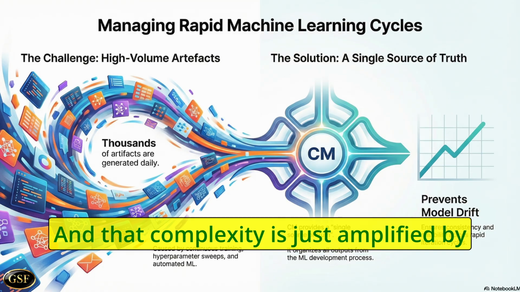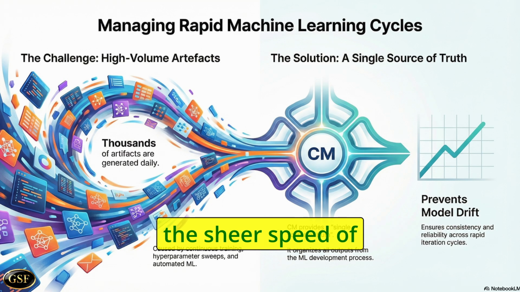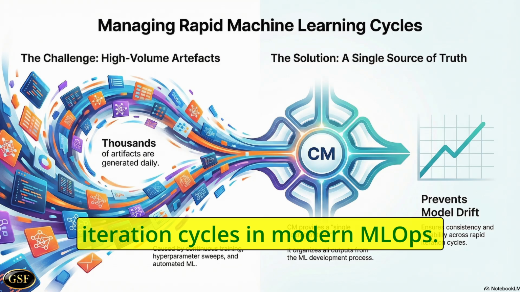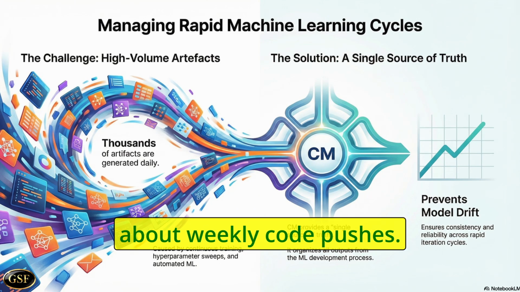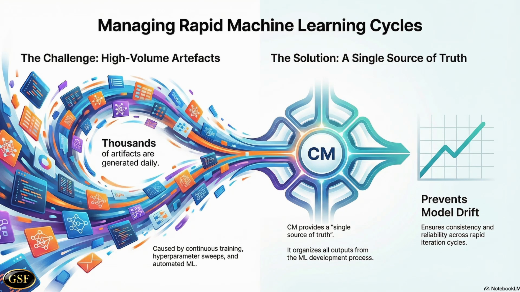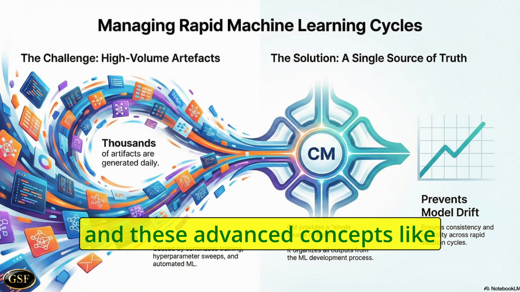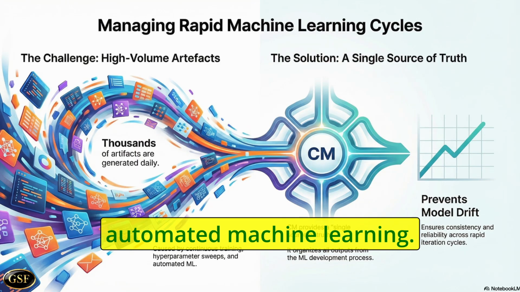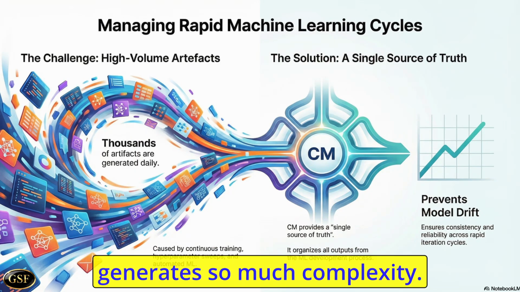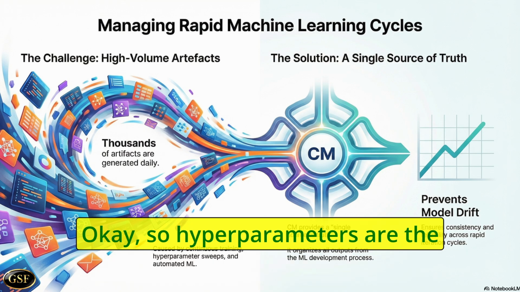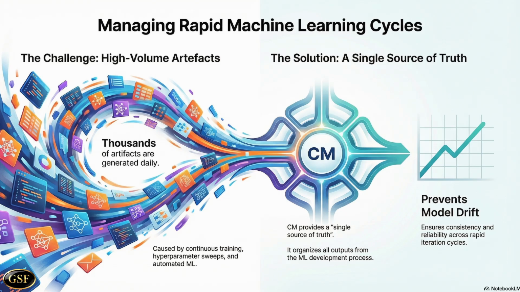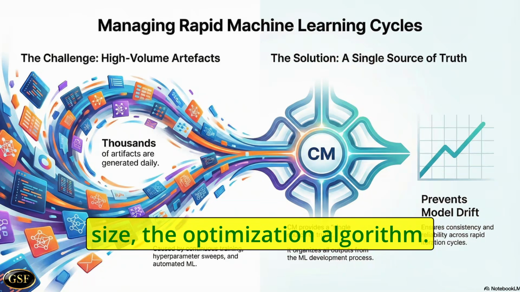Exactly. And that complexity is just amplified by the sheer speed of development you mentioned earlier. Think about the rapid iteration cycles in modern MLOps. We're not talking about weekly code pushes. We're talking about continuous model training, A/B testing, and these advanced concepts like hyperparameter sweeps and automated machine learning. Let's pause on hyperparameter sweeps for a second. Explain why that generates so much complexity. Okay, so hyperparameters are the high-level settings that govern how the model actually learns. Things like the learning rate, the batch size, the optimization algorithm.